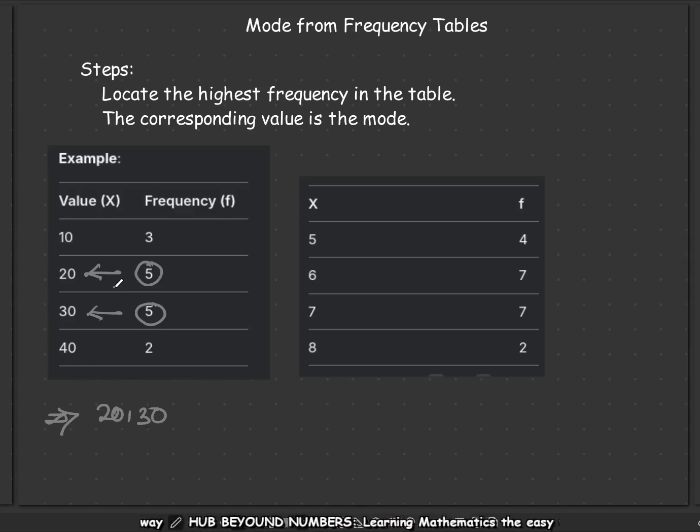So simply put, if you want to locate the mode from a frequency table, just look at the highest frequency. The number that corresponds to the highest frequency is always going to be your mode. And that is just it. So you can try this and let me know your answer in the comment section as well.